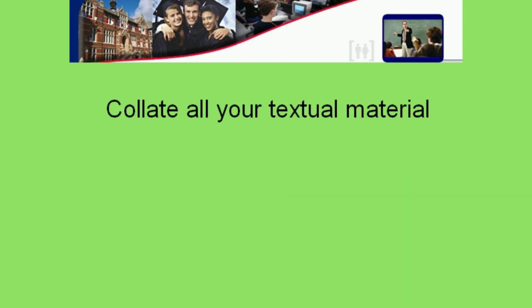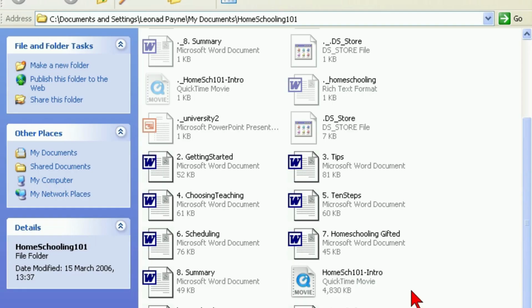First of all, we're going to collate all of our textual material. From the original master documents, I split up the course into a number of components. This folder here on my computer has a number of items. It has all of the various units. It's got the PowerPoint presentation here. I'll give you an example.